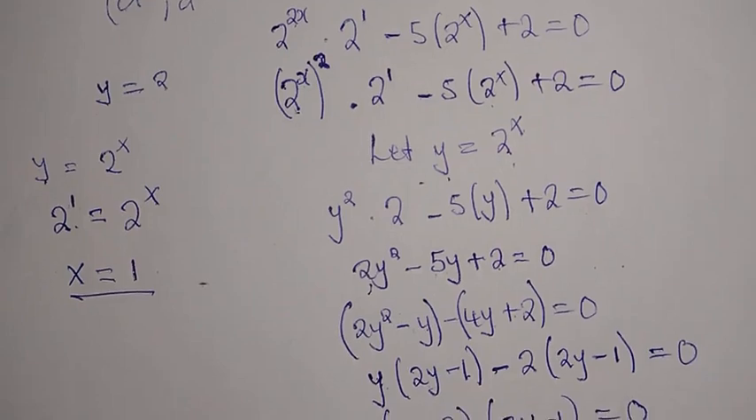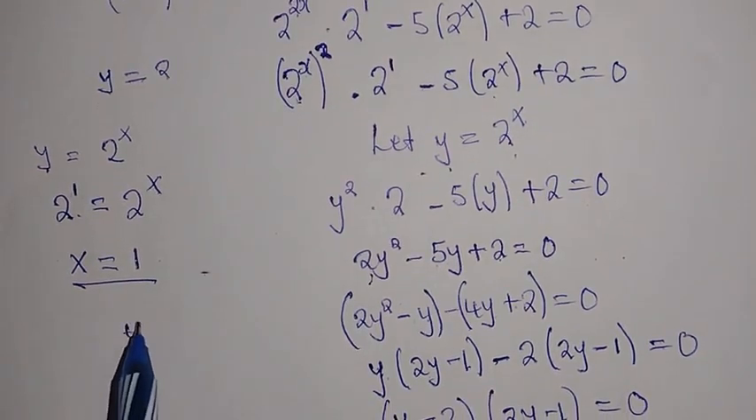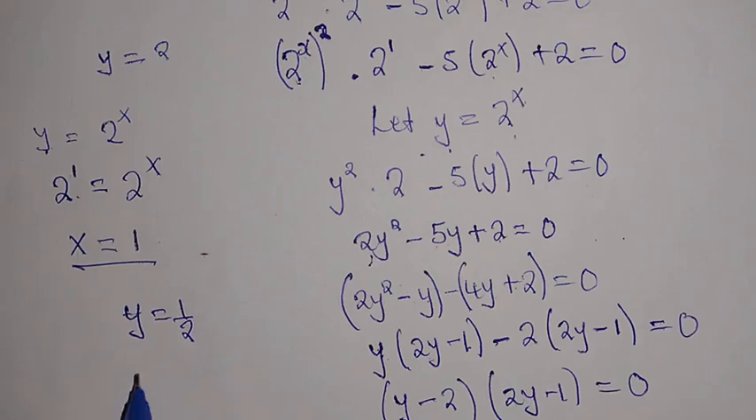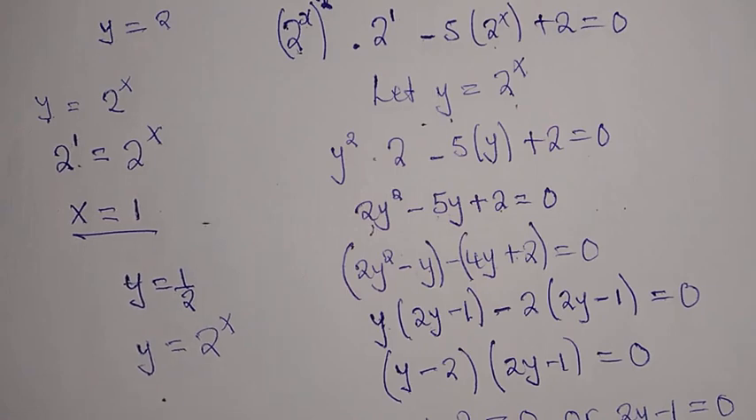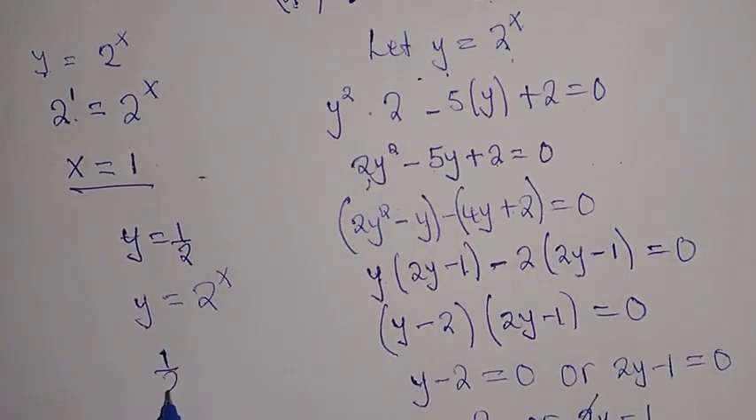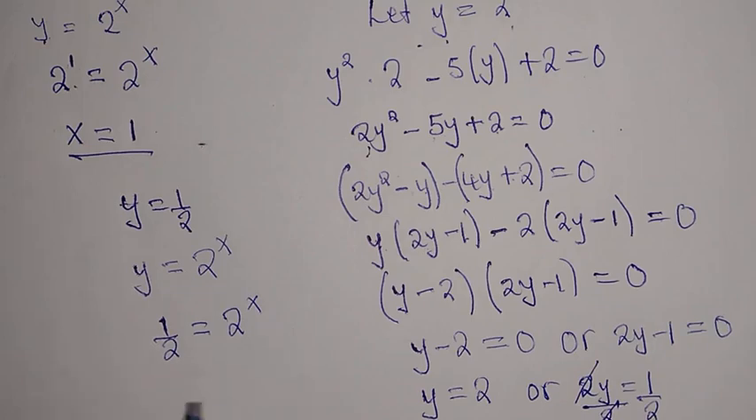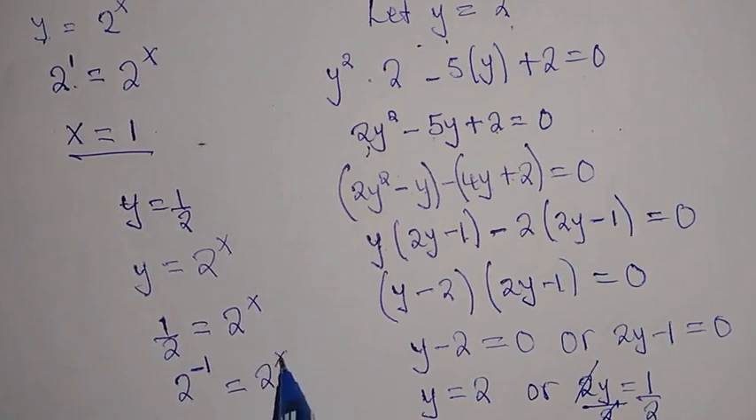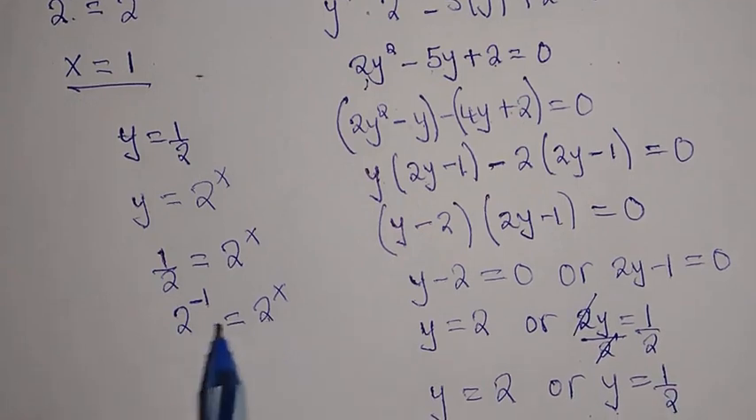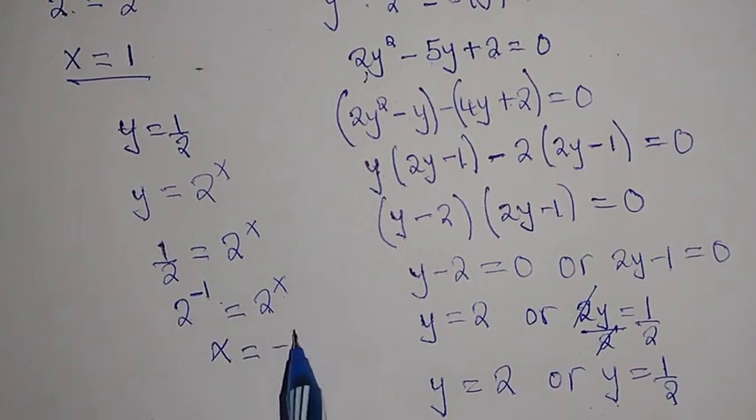Okay. Then we can get another value of y, where we said y is equal to half. We're going to use this same equation where we said y is equal to 2 power x when y is equal to half. So let's substitute where there is y. We're going to put half is equal to 2 power x. So we can write this one as 2 raised to the power of negative 1 is equal to 2 power x. So the bases are the same. What are we going to do? We are going to equate the powers. So this will say x is equal to negative 1.